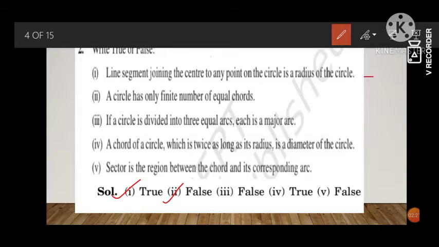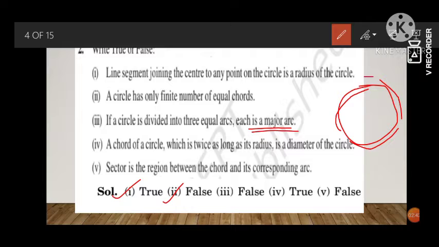So it is also false, since if a circle is divided into equal arcs, so if we divide it into equal arcs, we will not get each a major arc. Major means big, minor means small. So we will get arcs of equal length but not major arc.